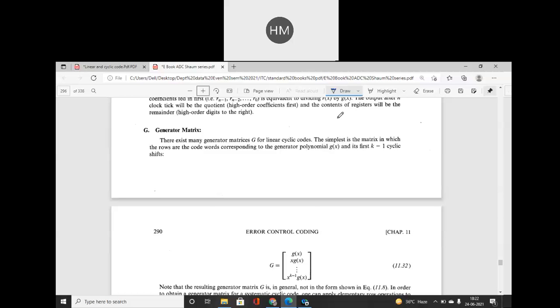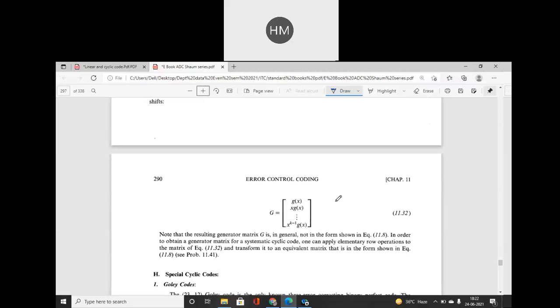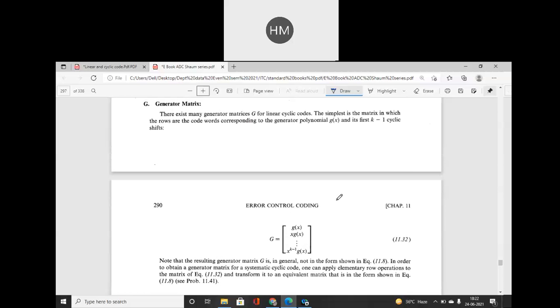There exist many generator matrices G for linear cyclic codes. Okay, the simplest is the matrix in which the rows are the code words corresponding to the generator polynomial g(x) and its first k minus 1 cyclic shifts. So you can write down this generator matrix for linear cyclic codes. ऐसा नहीं हो कि एग्जाम में पूछो और तुम कह दो कि generator matrix cannot be defined for cyclic codes. It can be defined, and the way to define is this.